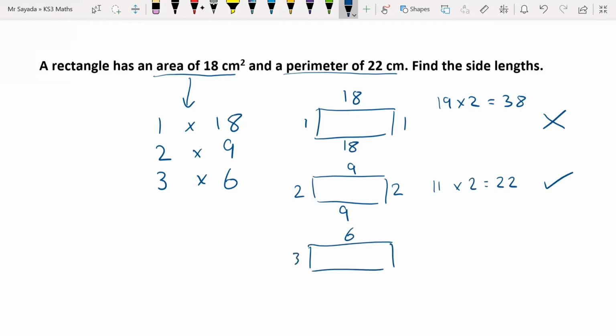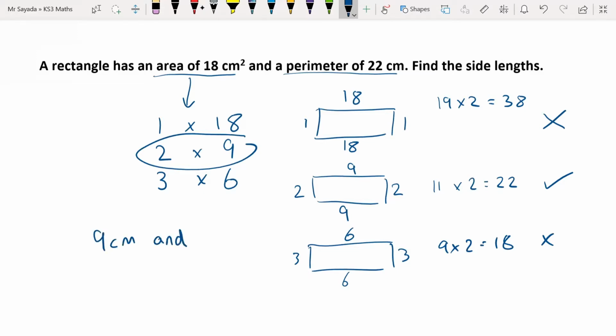So 3 and 6. So that's also 3 and that's also 6. So 6 plus 3 is 9, and then times 2 is 18. So it's not that one, which means it must be the 9 by 2. So my final answer is 9 centimeters and 2 centimeters.